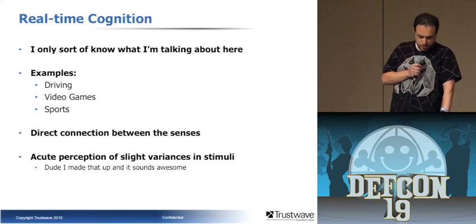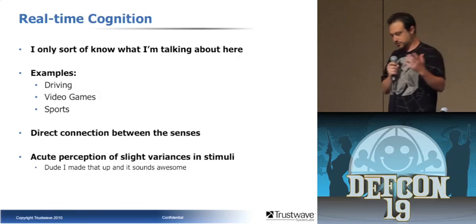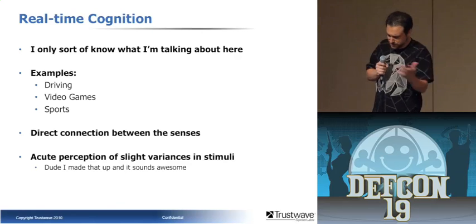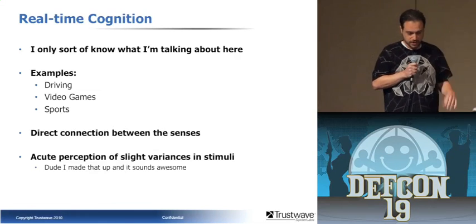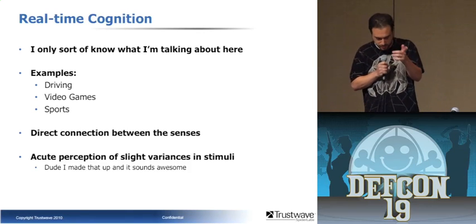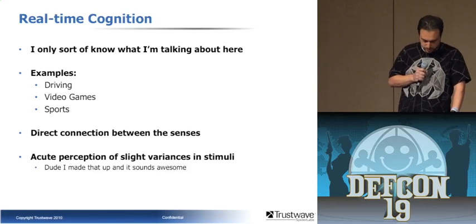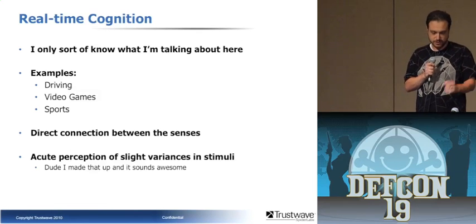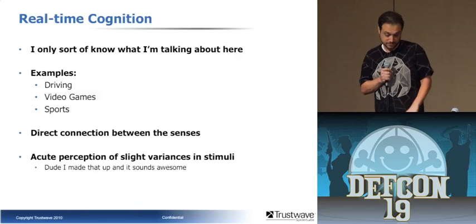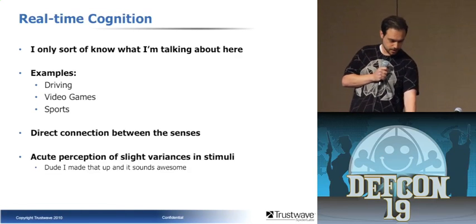So it's a direct connection between the senses, right? You're able to react to something. You're able to see it out of the corner of your eye, and you're able to do something about it. It's the same with video games, sniper, and whatever. You can get really good at that, but you're not thinking about it. You're just doing it. It's acute perception of sight variances and stimuli, which sounds awesome.